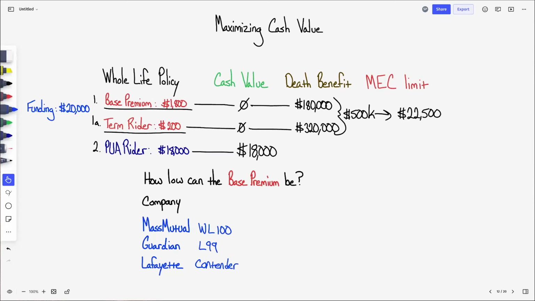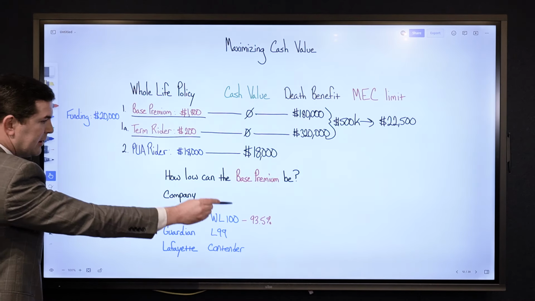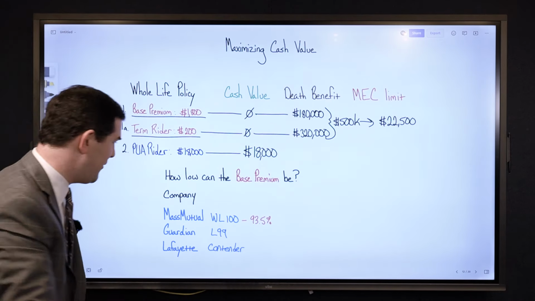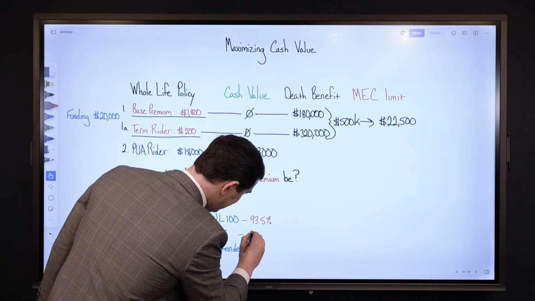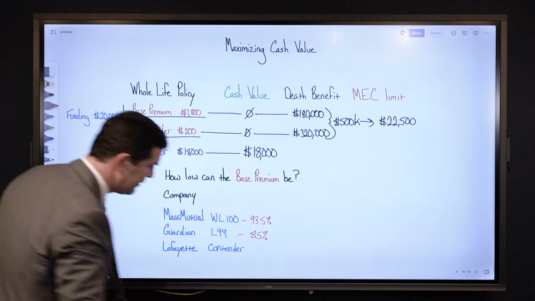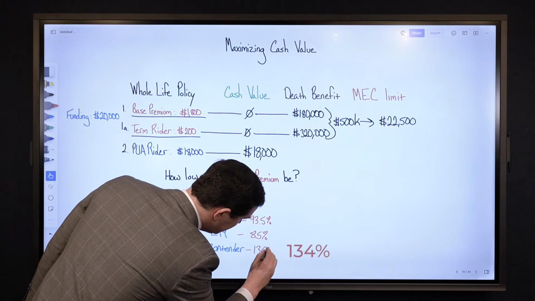On the base premium, here's exactly what we would be paid at our company via commission rates. The first year with Mass, this is with all of the overrides and juice and everything we get, 93.5%. So if I set the premium at 10%, it would be 93.5%, not of $20,000, but of the base premium. See where I'm going? With Guardian, with this L99, about 85%. And then with Lafayette, we get paid 130%.